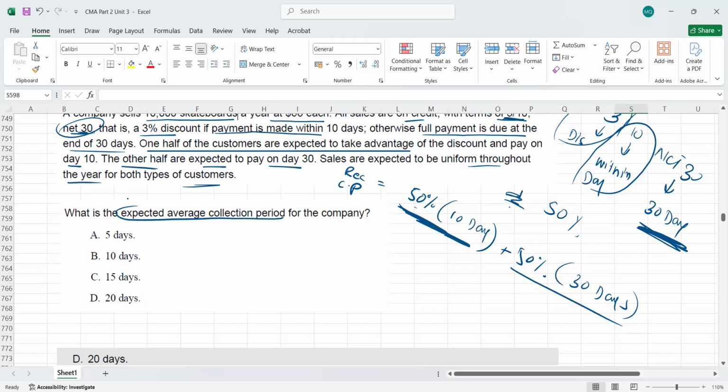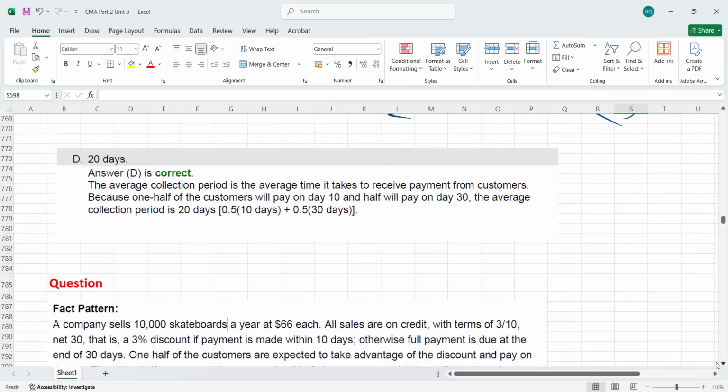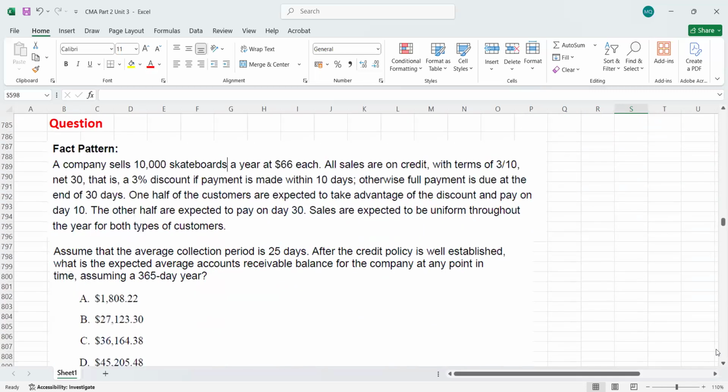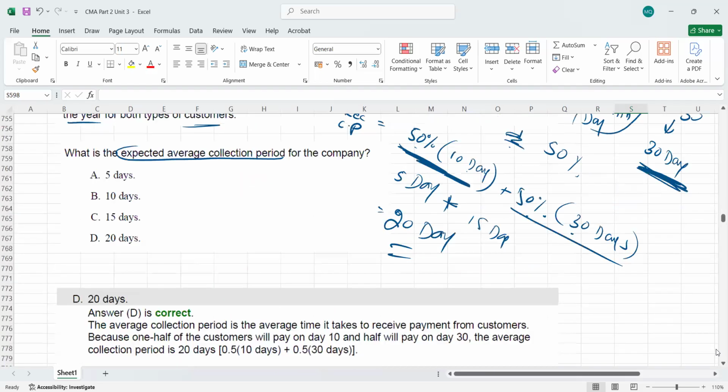So how will you calculate now? 50% times 10, it will be 5 days, plus 50% times 30, it will be 15 days. So 5 plus 15, the total collection period is going to be 20 days. I just cropped this question here because it's a new way of calculation. You should understand this is how you can also work if the discount period is given. So the answer should be 20 days, and D option is correct.